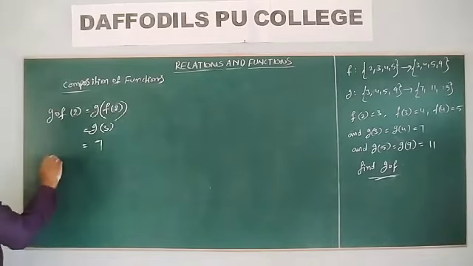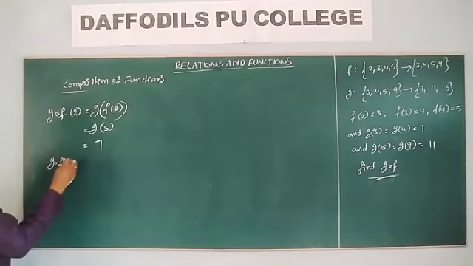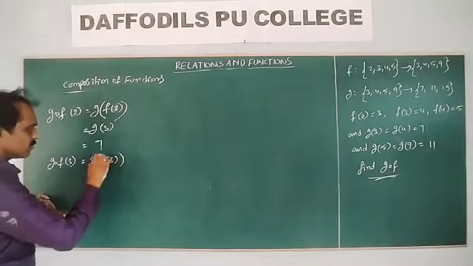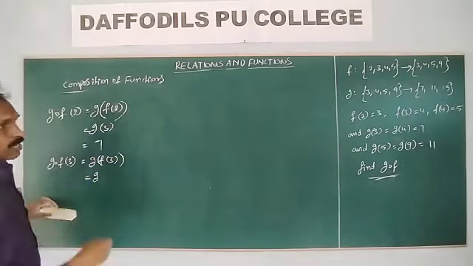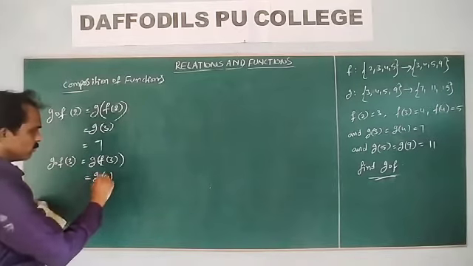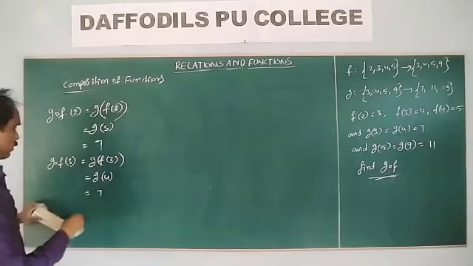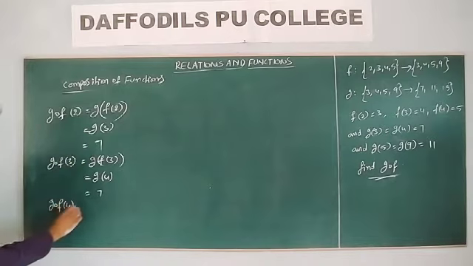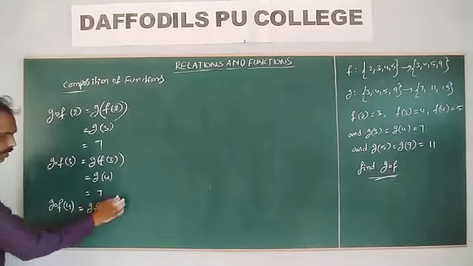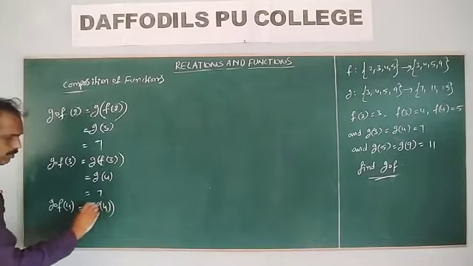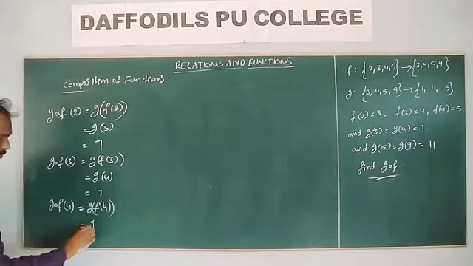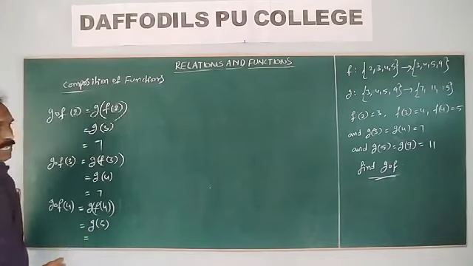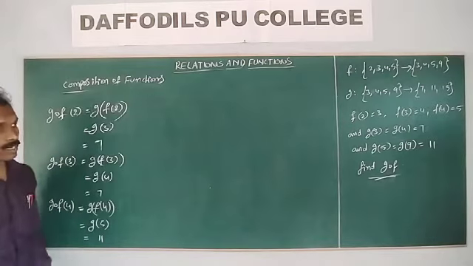Okay, right. Next element 3. Therefore, G of F of 3. Now what is this value? F of 3 is 4. G of 4 value is 7. Next element 4: G of F of 4. What is F of 4? F of 4 value is 5. Then G of 5 value is 11. Clear? Still one more element.